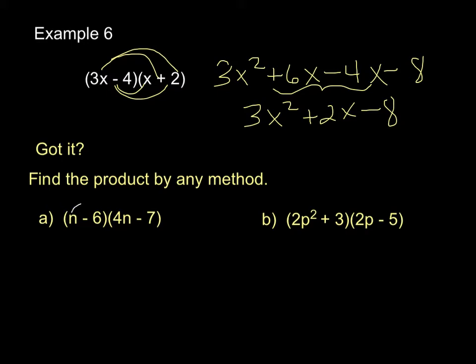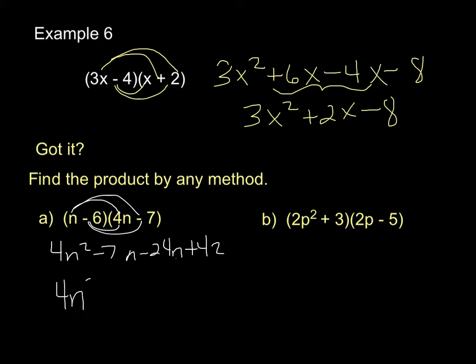Alright, so in part A, n times 4n gives me 4n squared. Then I'd have a minus 7n, minus 24n in the middle. And then I've got a negative times a negative gives me a positive 42. So combining like terms, I've got 4n squared minus 31n plus 42.